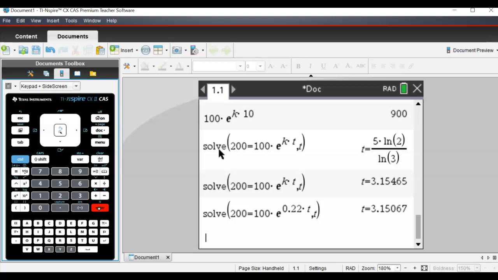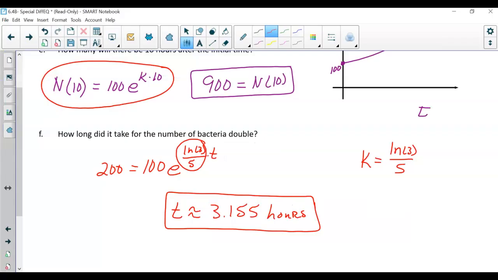So anytime you're using your rate of growth, you must use your exact value of k, not your rounded one. Use this. Do not use 0.220 when you are calculating how many things are left.